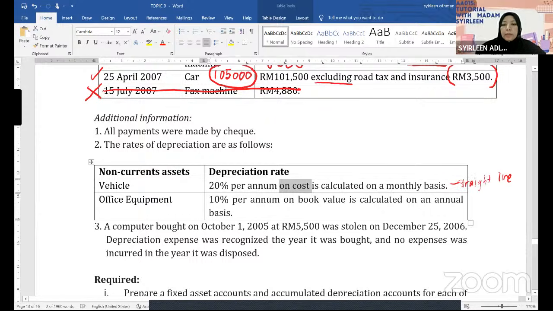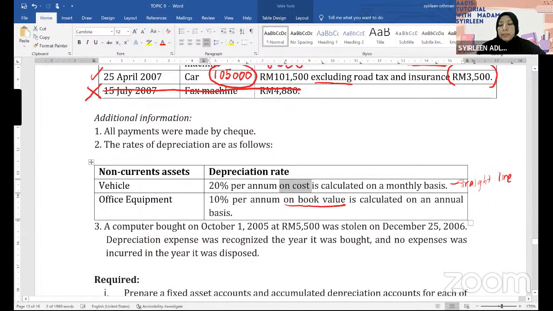Okay. Yang ini is 10% per annum on book value. So that means this is reducing balance. It is actually telling you the method lah. Untuk straight line ni kita guna monthly basis. Untuk reducing balance ni kita guna annual basis. So cara kira tak sama.